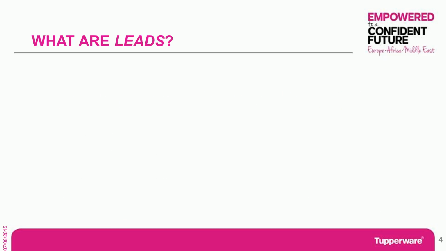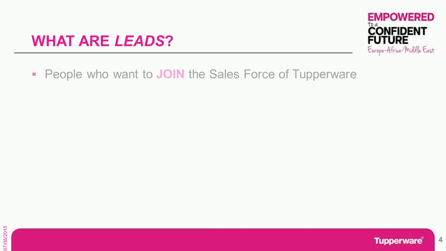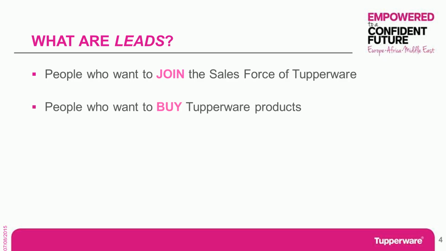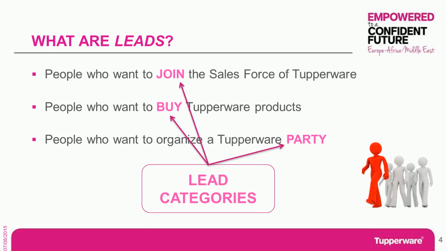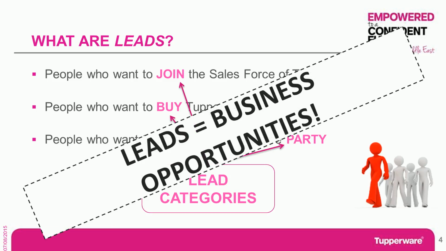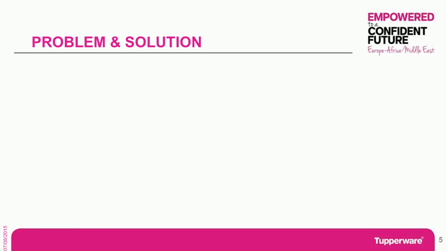Now, first of all, what do we mean by leads? Leads are people who want to join the sales force of Tupperware, people who want to buy Tupperware products, people who want to organize a Tupperware party. All these pink elements are lead categories, and all these categories are actually business opportunities. So all these categories can be considered as customers, so they are of course very important for us and we need to take care of them.